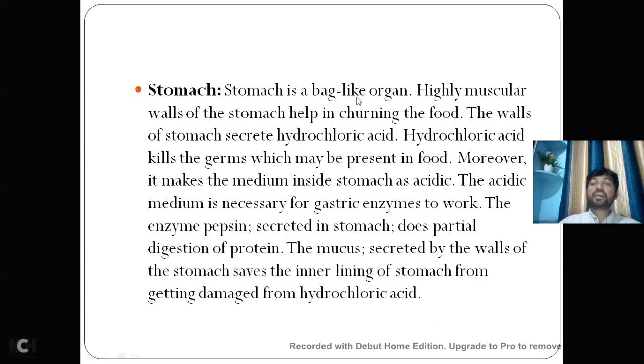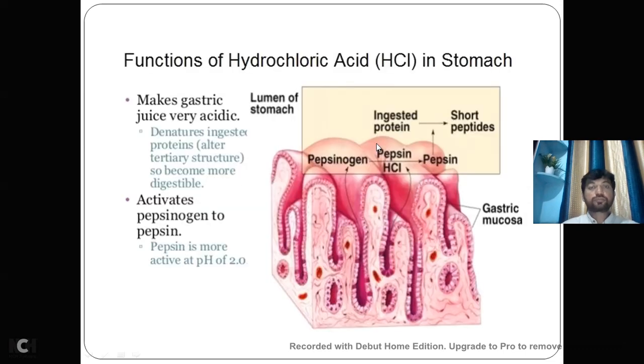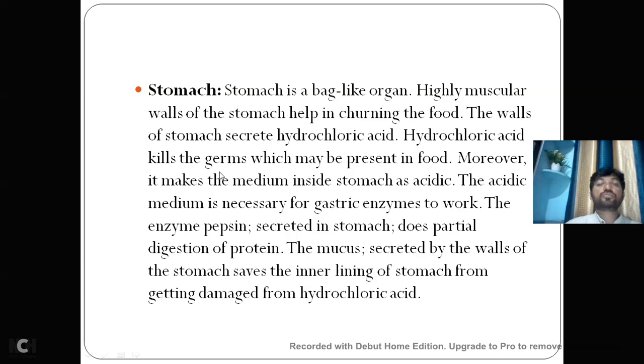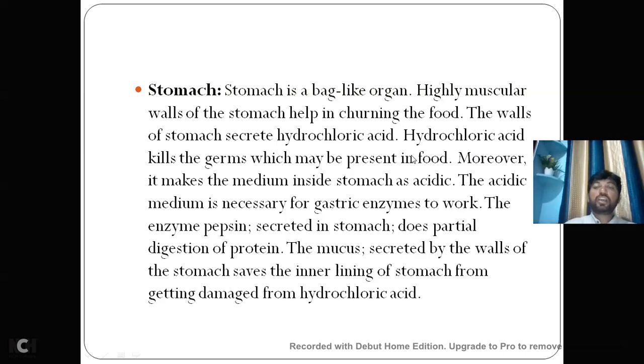The stomach is a bag-like organ. The highly muscular walls of the stomach help in churning the food. Churning means mixing the food. The walls of the stomach secrete hydrochloric acid. Let us understand the function of hydrochloric acid. This hydrochloric acid kills the germs which may be present in food. Whatever germs the food contains will be killed by the action of HCl.